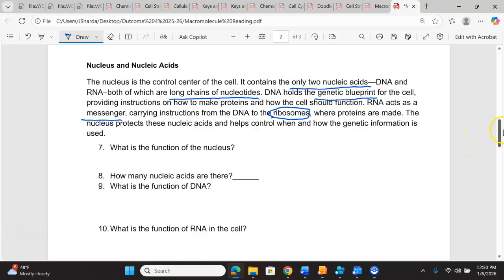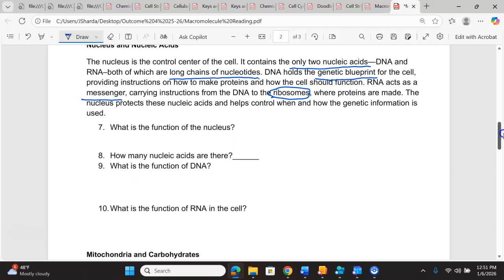Okay, all right, so question number 7. What is the function of the nucleus? Well, that was in that last sentence there. See if you can jot something down there. And number 8, how many nucleic acids are there? Number 9, what is the function of DNA? This was also in the paragraph above. Number 10, and what is the function of RNA in the cell?